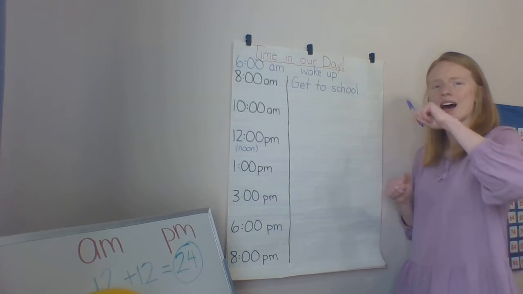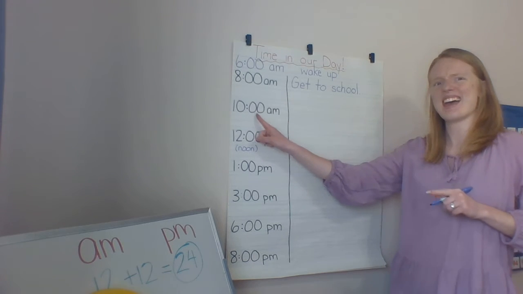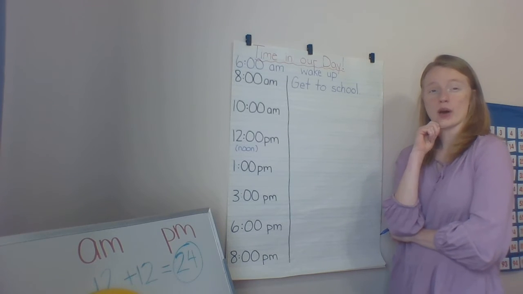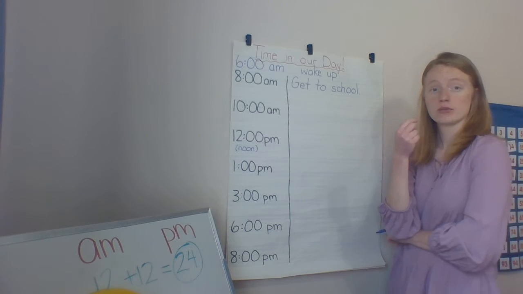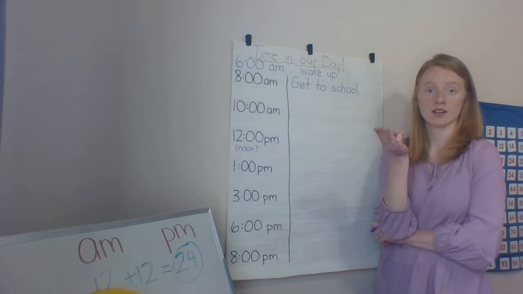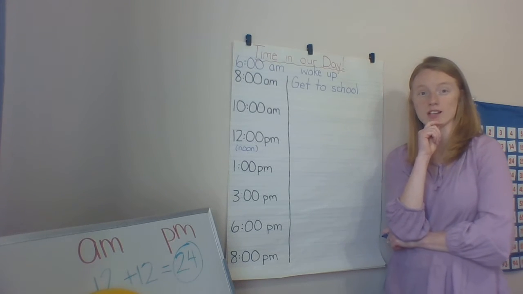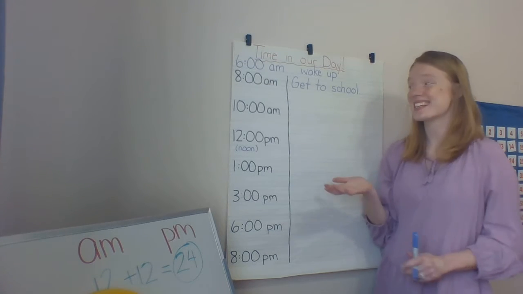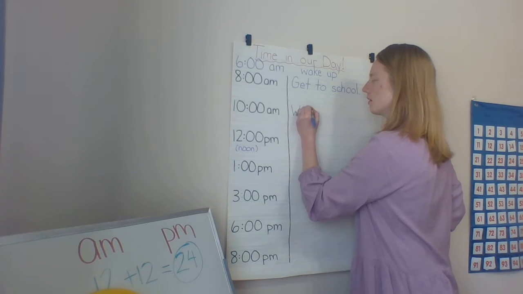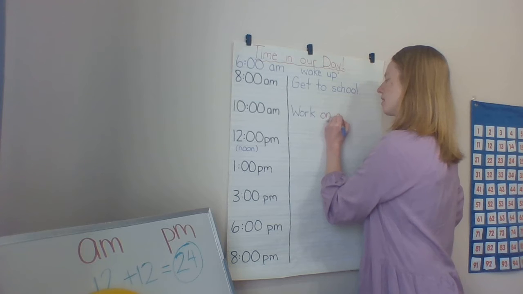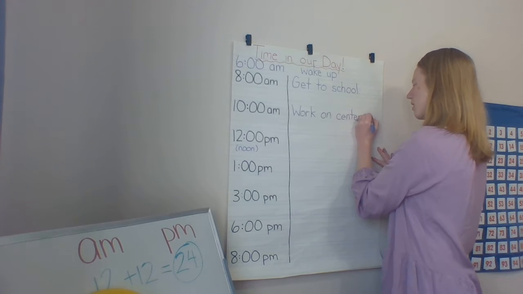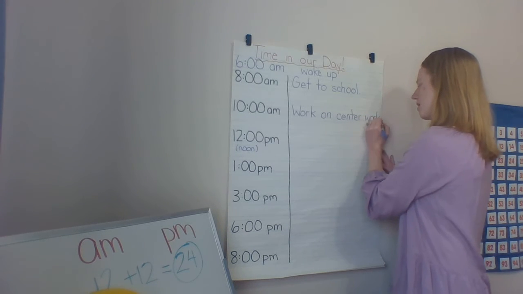So time is going by, and what are we doing at 10 o'clock in the morning, or at 10 a.m.? So announcements have already happened. Spelling has already happened. Some of our reading has already happened. So this would be something that happens before lunch. We do our centers. So at 10 o'clock a.m. I work on center work, or you might be with your reading group at my table. Work on center work. That's what we're doing at 10 o'clock in the morning.